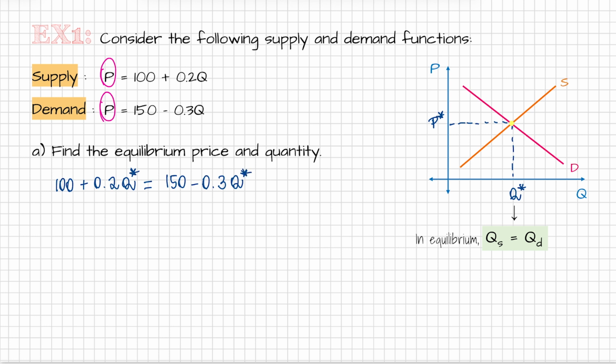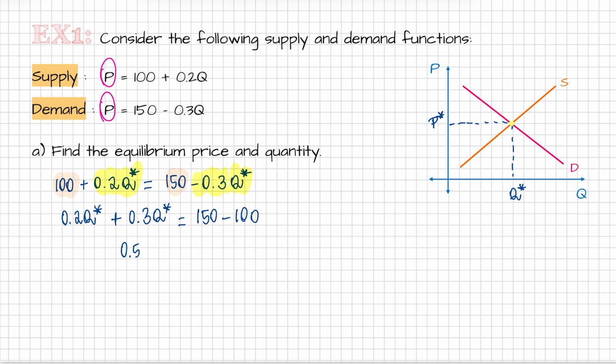Now let's solve for Q star. First, we move everything with Q star to one side and the constants to the other side. When we move minus 0.3 Q star to the left side, we invert the operation. It is subtracting, and we change it to adding, plus 0.3 Q star. And we move 100 to the right side, inverting the operation. It is adding, and we change it to subtracting, minus 100. 0.2 Q star plus 0.3 Q star equals 0.5 Q star, and 150 minus 100 is 50. 0.5 Q star is equal to 50.